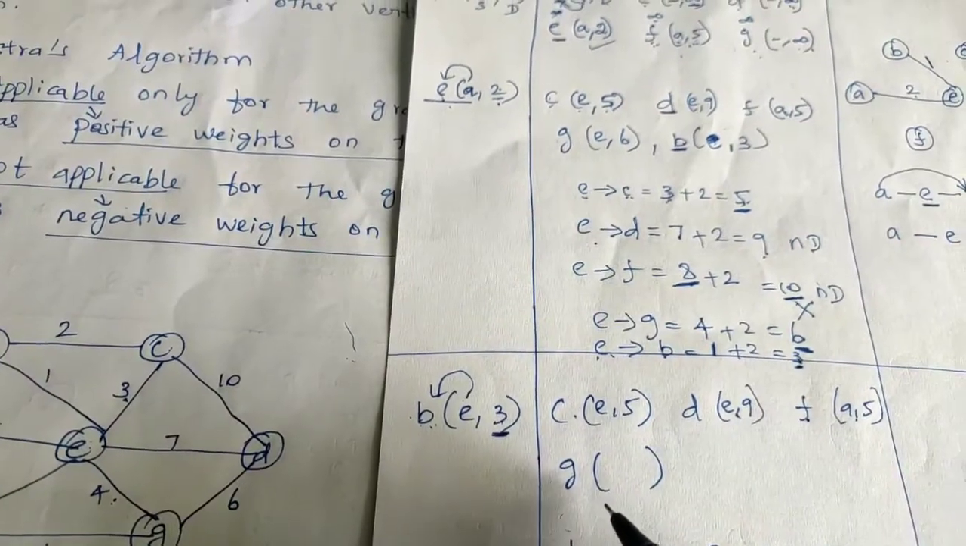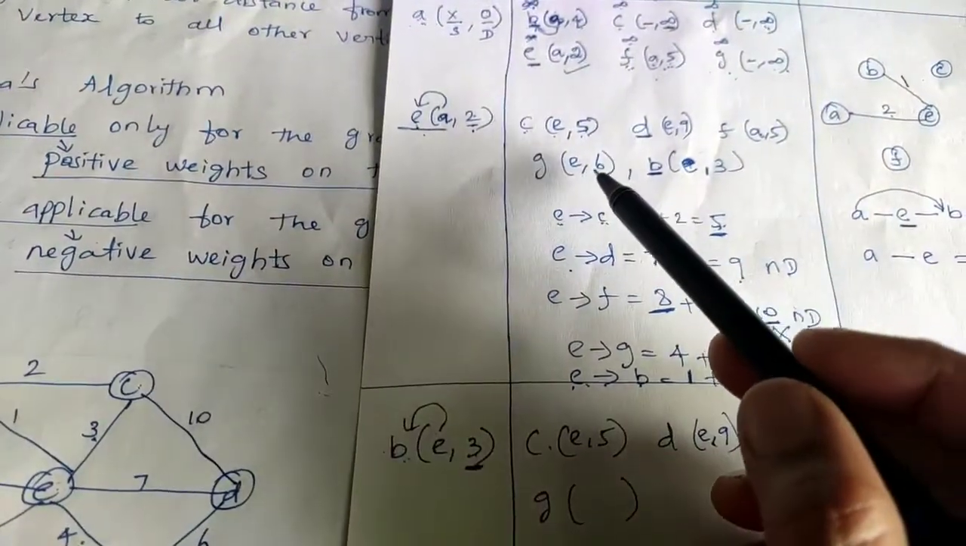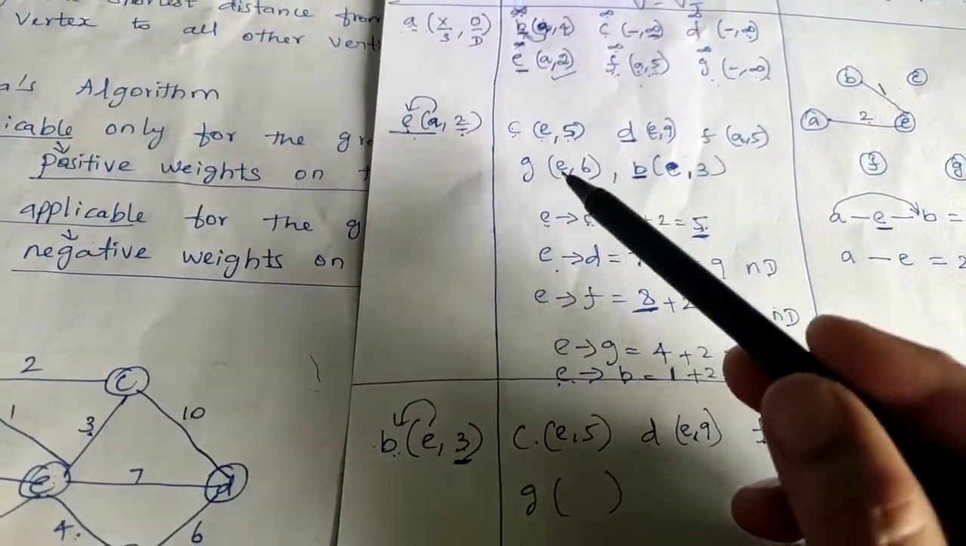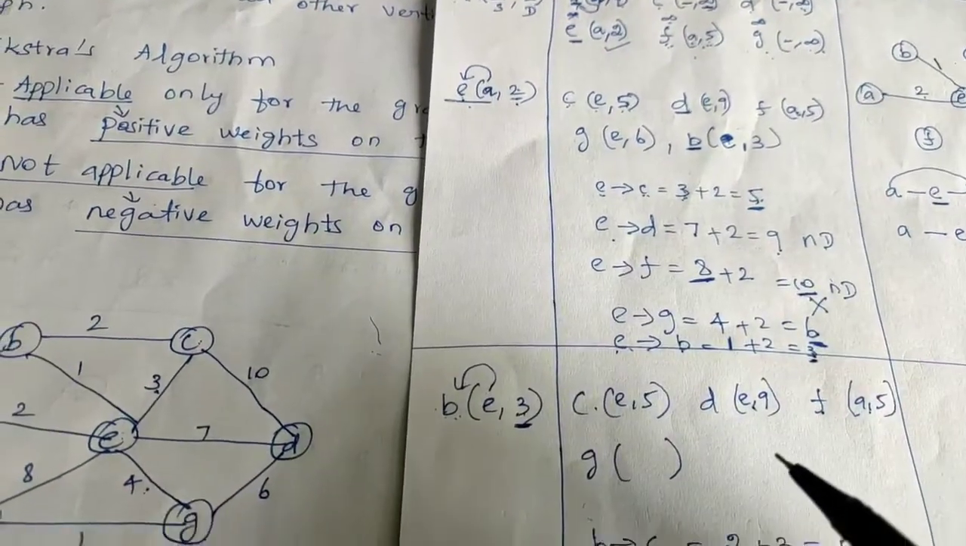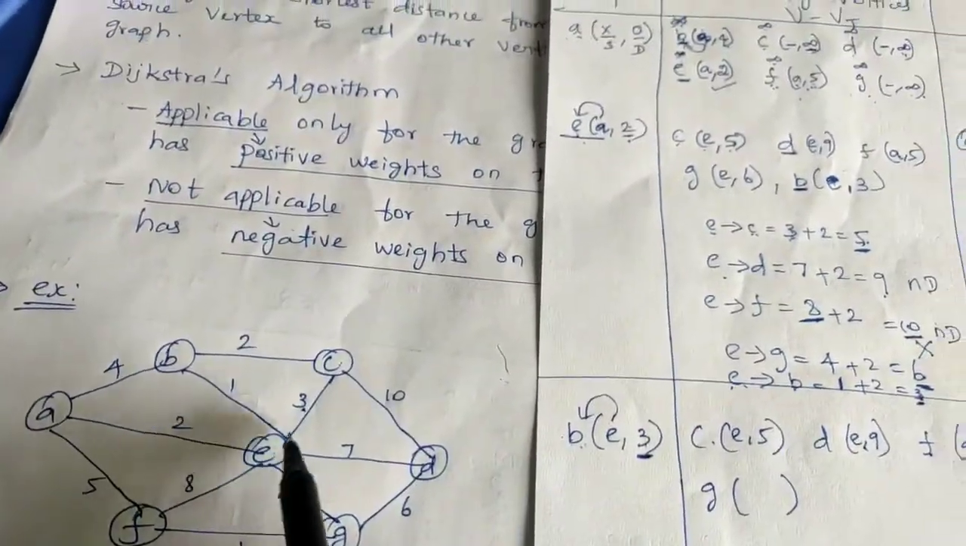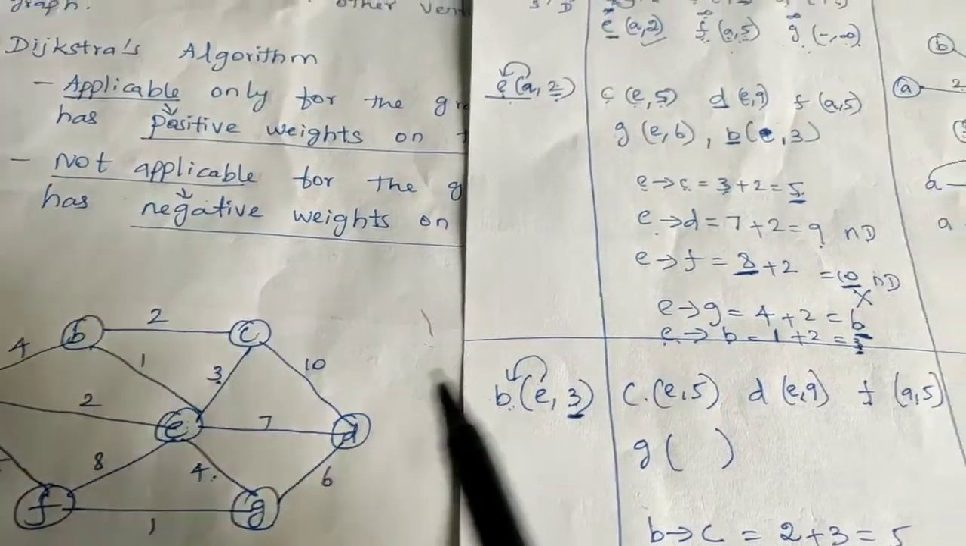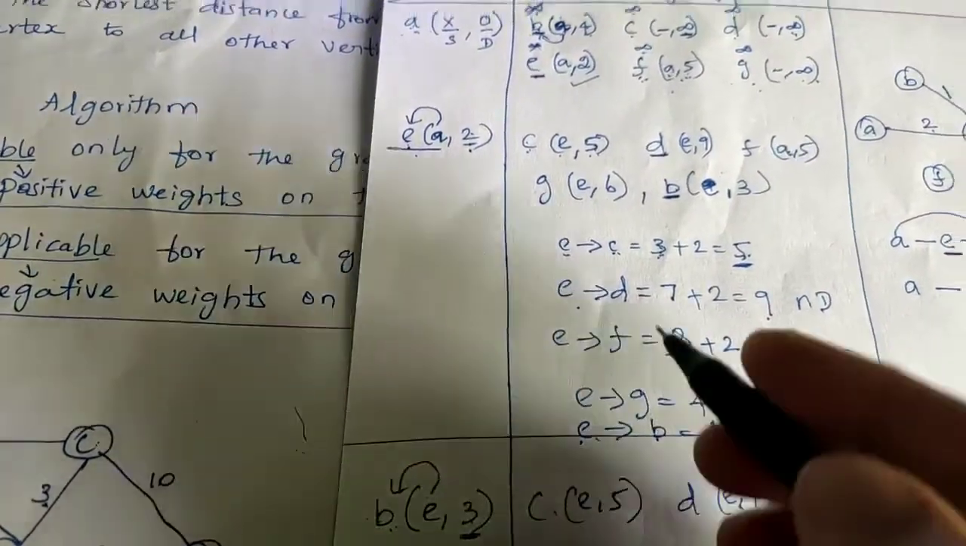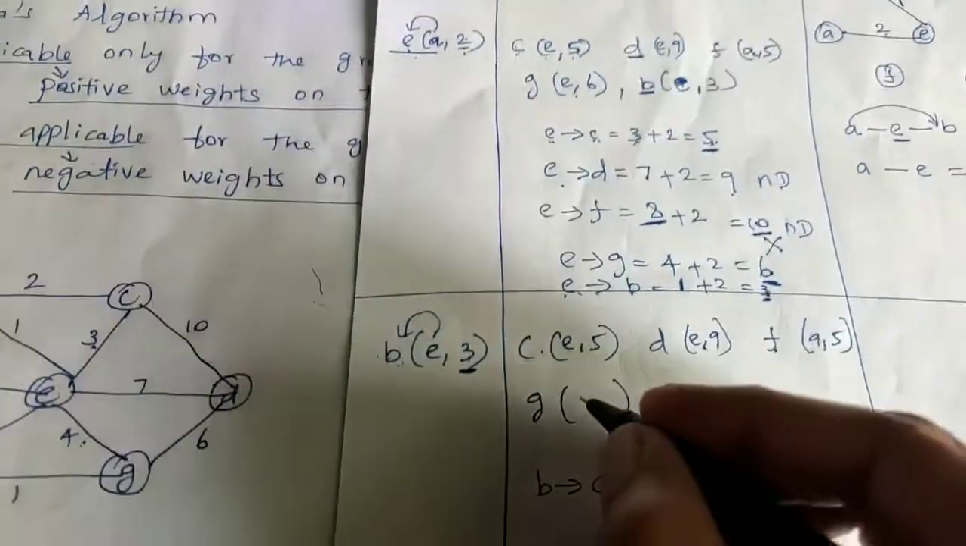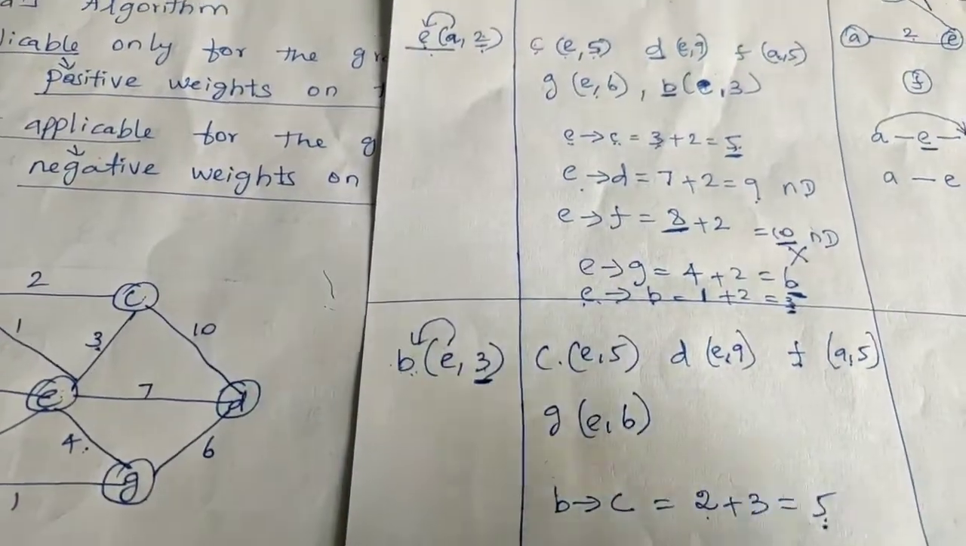Now B to G, already it has been visited from E. Let us try visiting from B also. B to G also I don't have a path. So let us write the previous distance as it is, E comma 6.